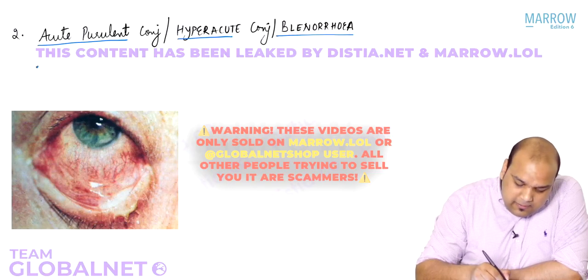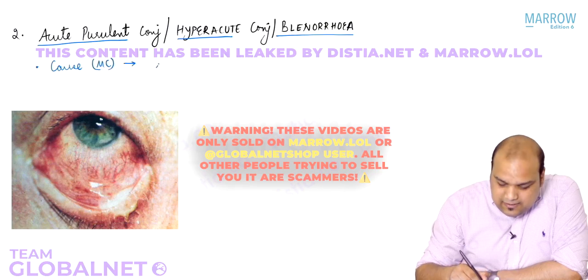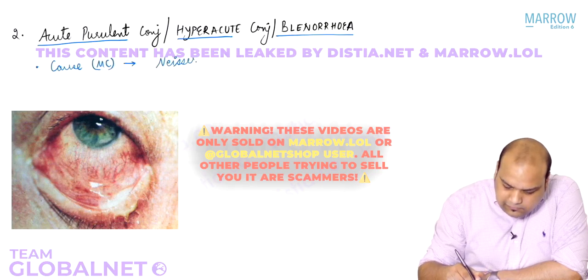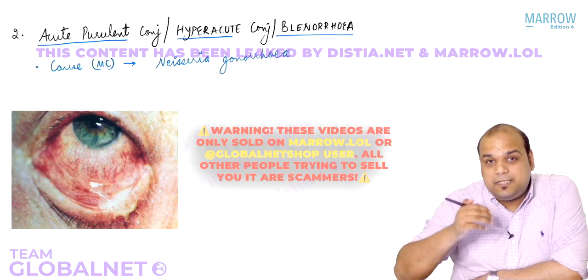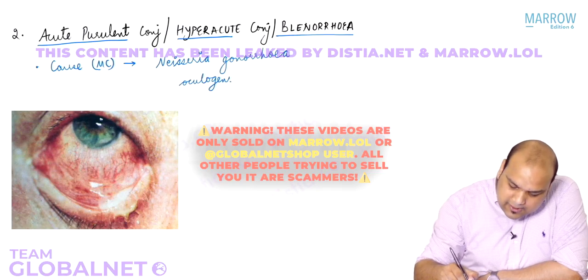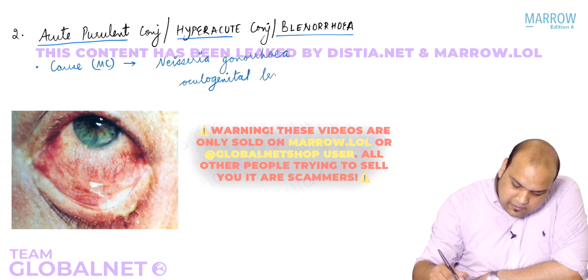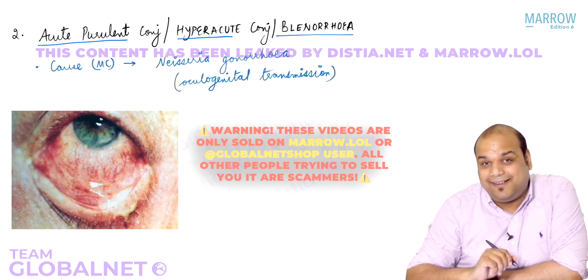The cause here most commonly is Neisseria gonorrhoeae. Okay, everybody? Because it is Neisseria gonorrhoeae, it is said to have an oculogenital transmission. Gonorrhea will affect the genital parts, so from the genital parts to the eye, everybody. Okay, that is the transmission.